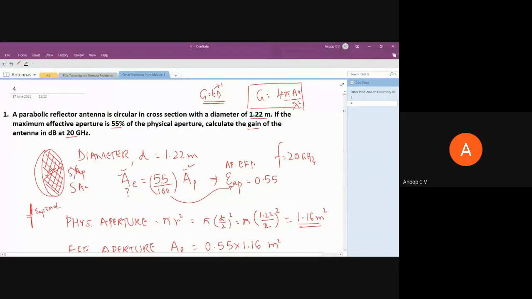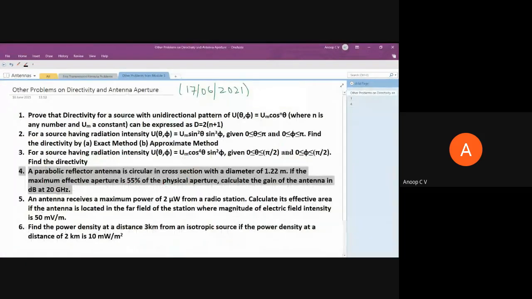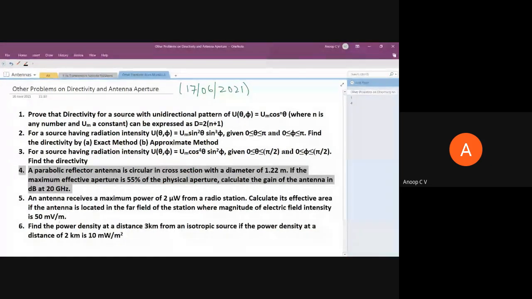So that's it. Any doubt in this problem? Nothing. We have used the equation 4 pi A by lambda square. You know how we derived it, right? So now we'll move on to the next question. The second and third questions I'm not touching upon now; later. So you can see the fifth question.